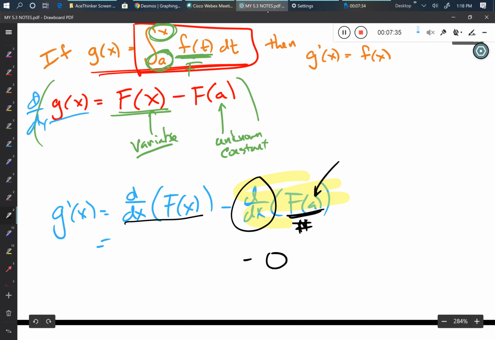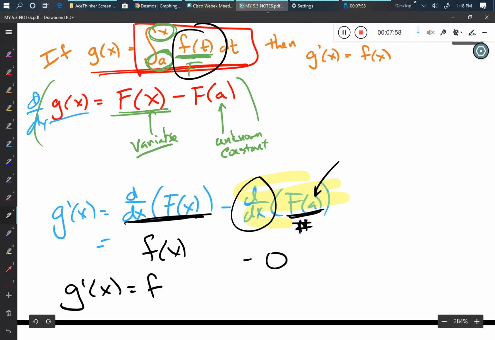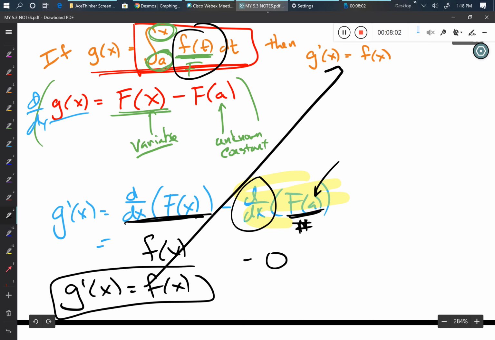Now over here we're saying, what is the derivative of big F? Well, what's the relationship between little f and big F? Well, big F is the antiderivative of little f, or little f is the derivative of big F. So if I'm taking the derivative of big F, I'm just getting little f. And so then what's little f minus 0? Just little f, which is the then part of the statement.